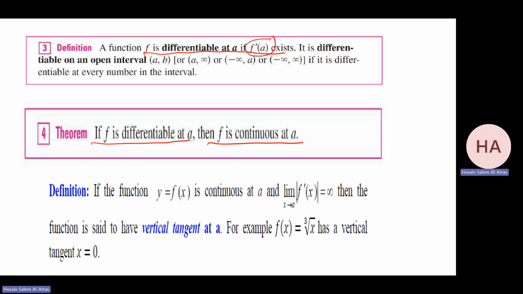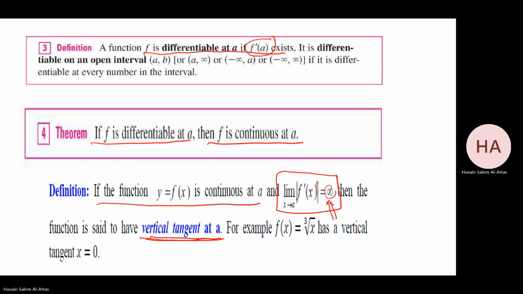Notice another thing. If the function is continuous at A, and the limit of the absolute value of f prime as x goes to A is equal to infinity, where I use the absolute value instead of writing plus or minus infinity, then the function is said to have a vertical tangent at A. So this is the definition of the vertical tangent.